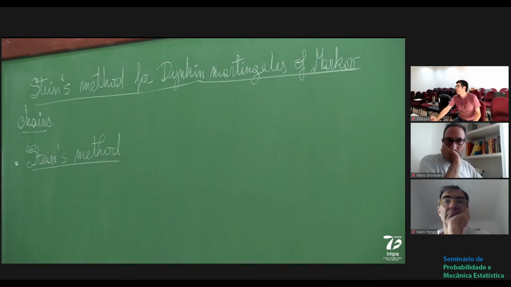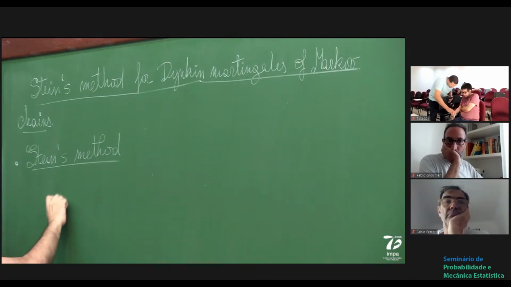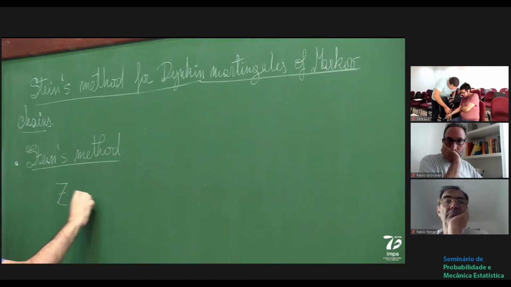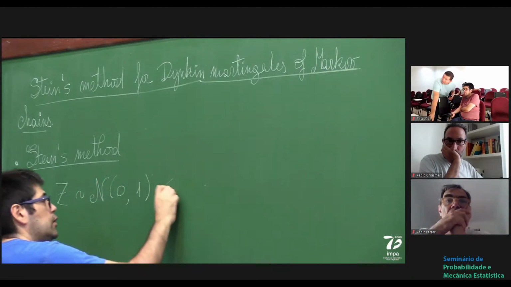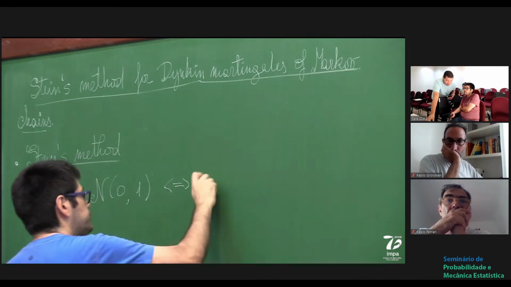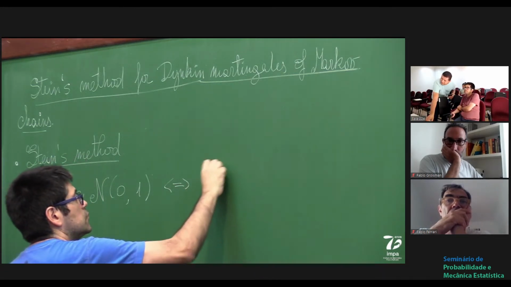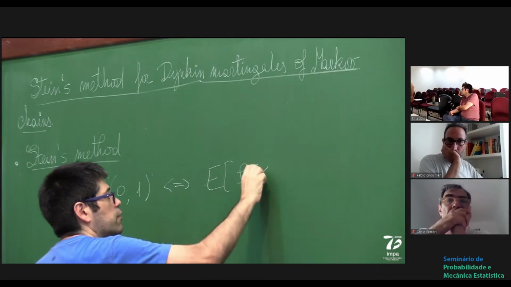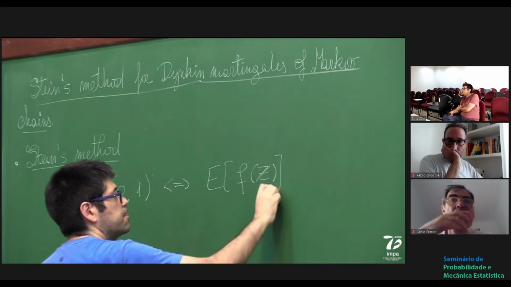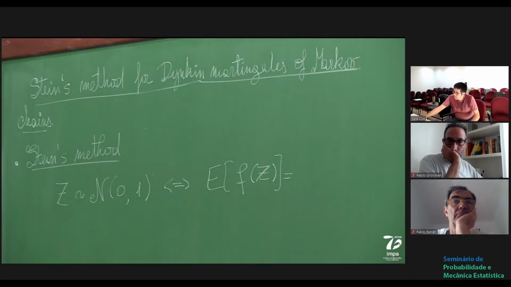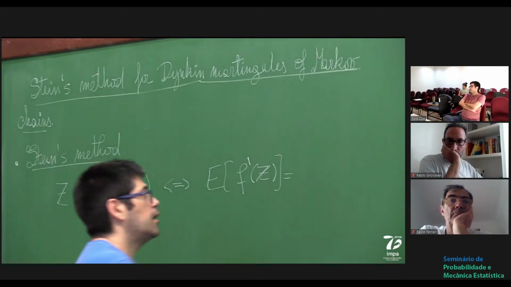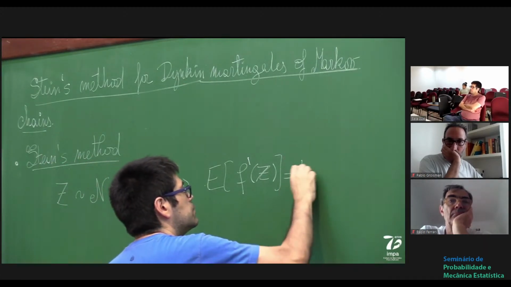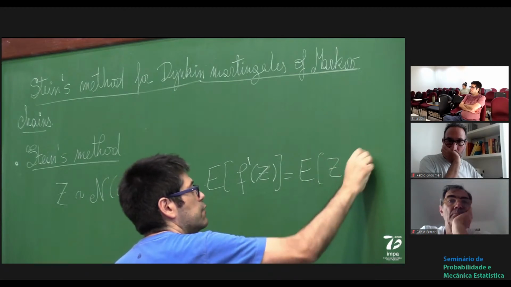Stein's method starts with the following observation, which is that a random variable Z has law Gaussian of mean 0 and variance 1 if and only if the expectation of f prime of Z is equal to the expectation of Z times f of Z.